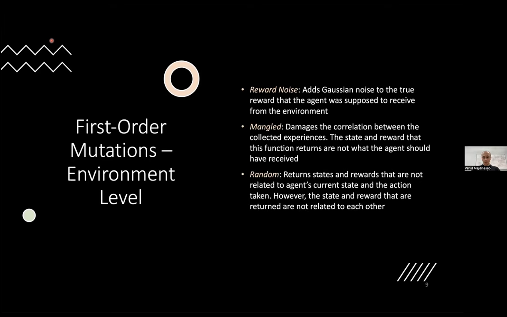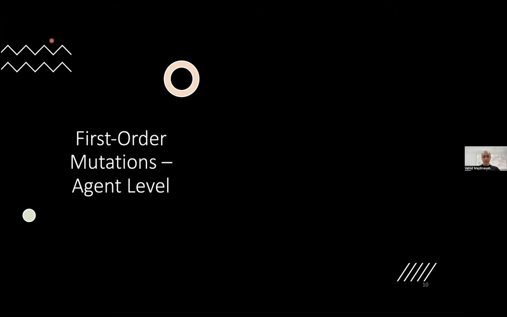Then we have the random operator. So the random operator is similar to the mangled operator, but here the state and reward that are returned to the agent are not related to each other. So for example, the agent might receive a positive reward for an action that it should not have done in the first place. And finally, we have the repeat operator, which returns the observations from the previous time steps to the agent.